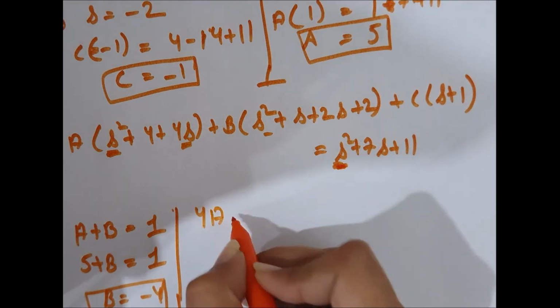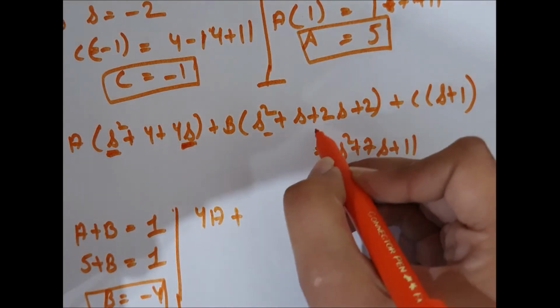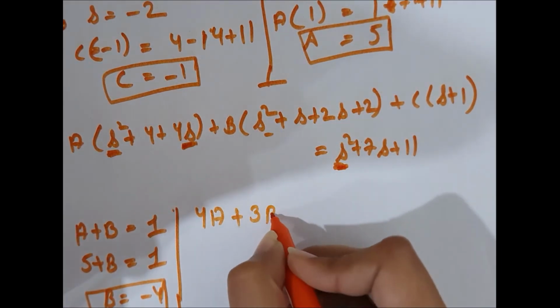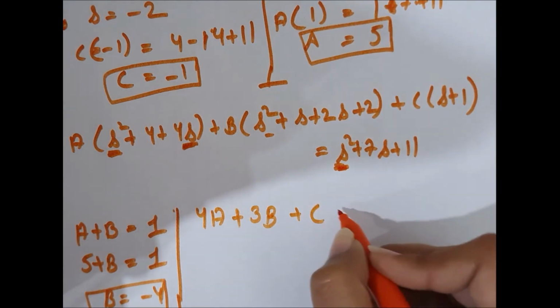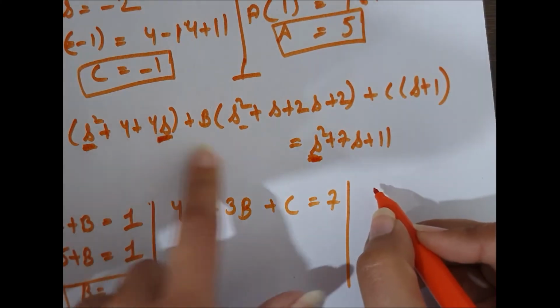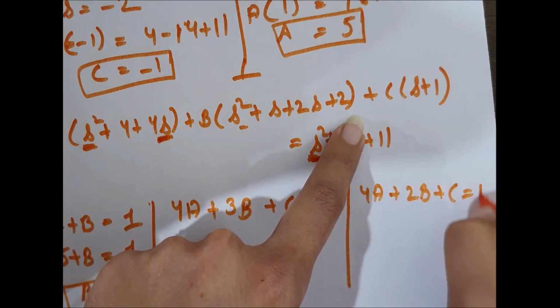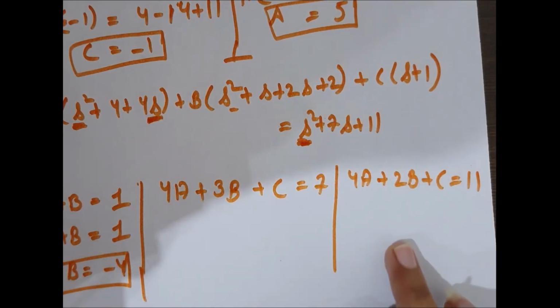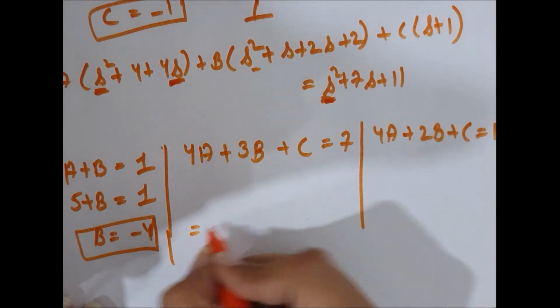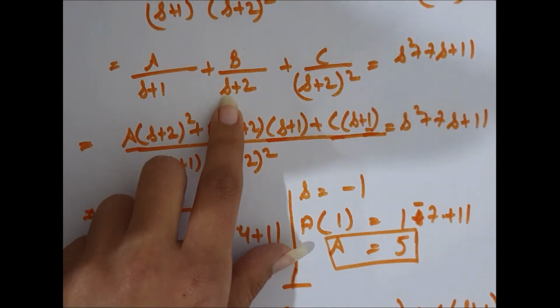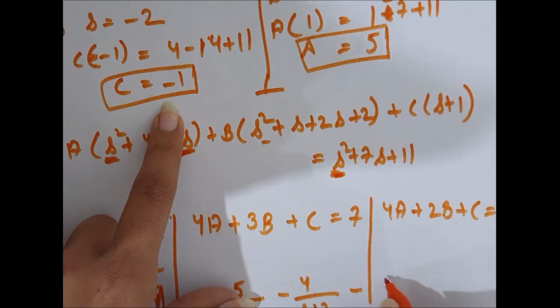I tell you, compare the s coefficient. Here 3b. Now constants. From here also you can find values. So a comes out to be 5. Now put it here. Now b is minus 4 over s plus 2, c is minus 1 over s plus 2 square.